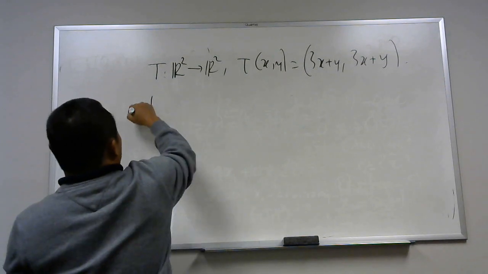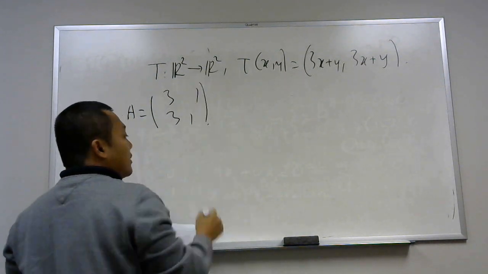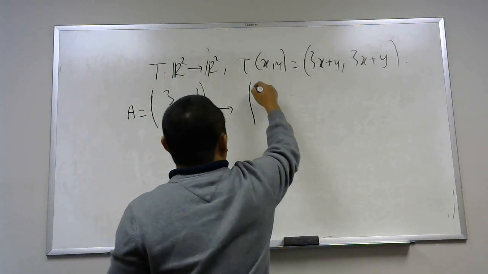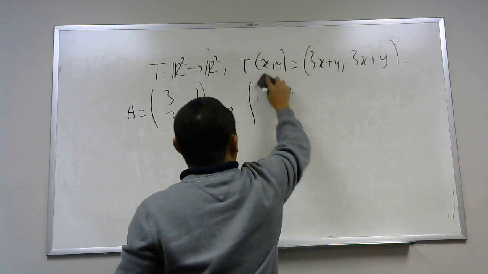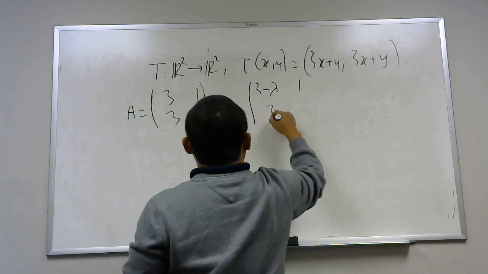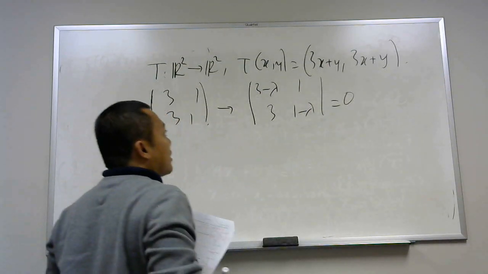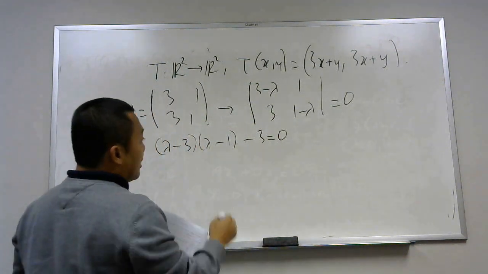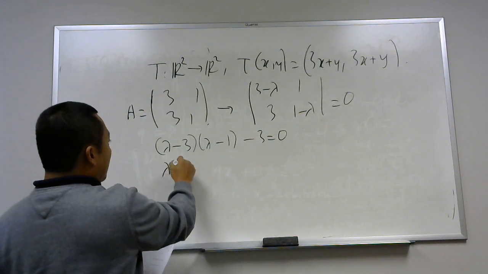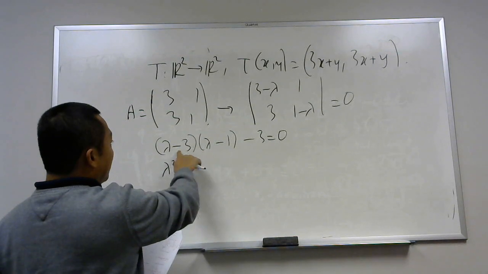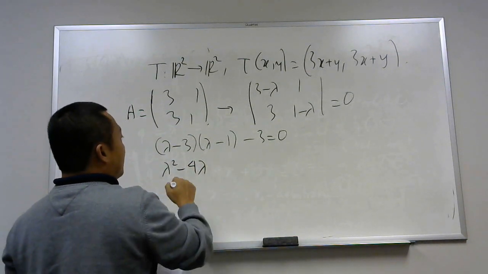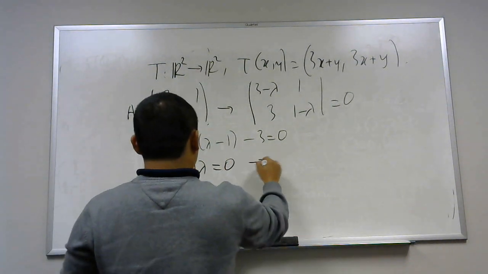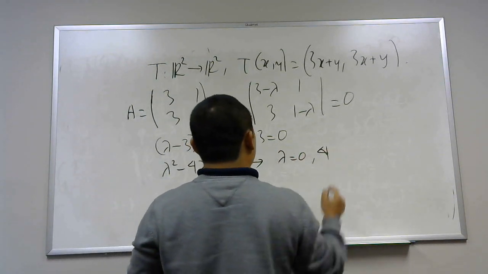So let's pull out the matrix of that. The matrix looks like A equal to 3, 1, and 3, 1, right? So find all eigenvalues. We need to solve the determinant of 3 minus lambda, 1, 3, 1 minus lambda, and set it equal to 0. That is (3 minus lambda)(1 minus lambda) minus 3 equal to 0. We distribute and simplify, we get lambda squared minus 4 lambda, and 3 minus 3 means 0. So I have lambda equal to 0 or lambda equal to 4.